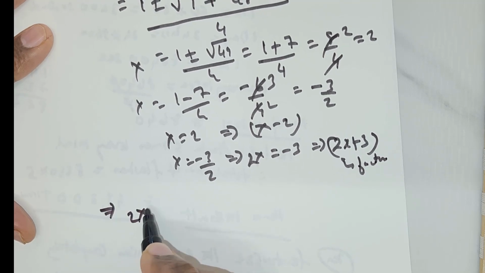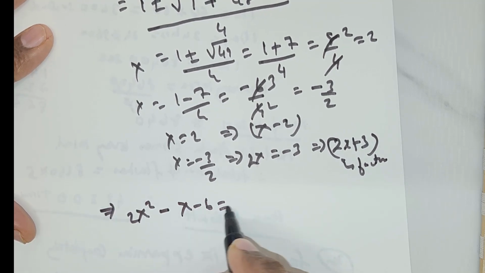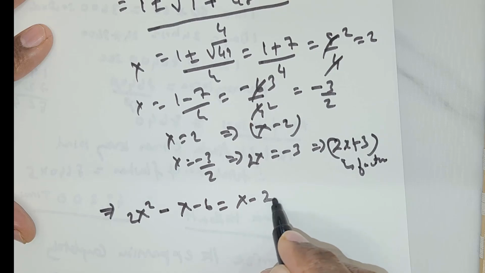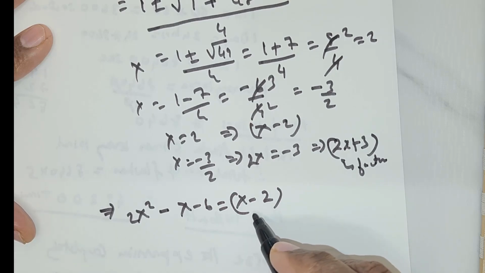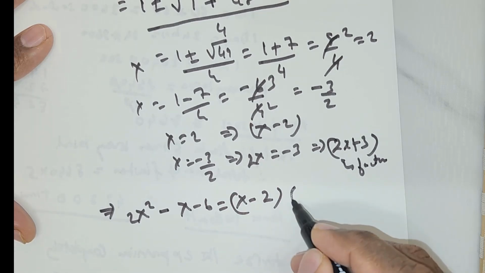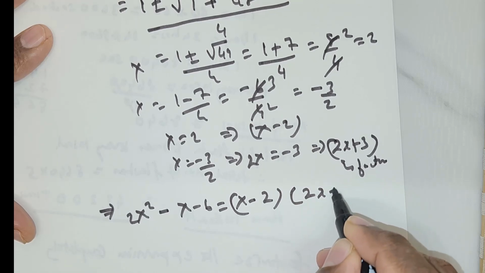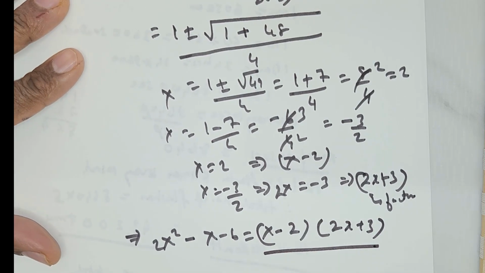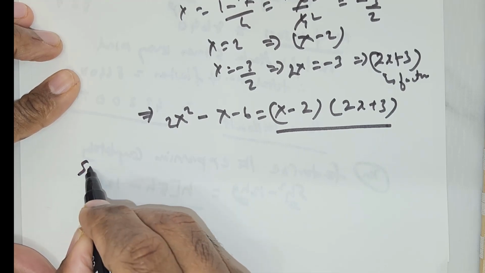So this means 2x squared minus x minus 6 is written in factored form as x minus 2 times 2x plus 3. So this is the solution to this question. So this is the next question.